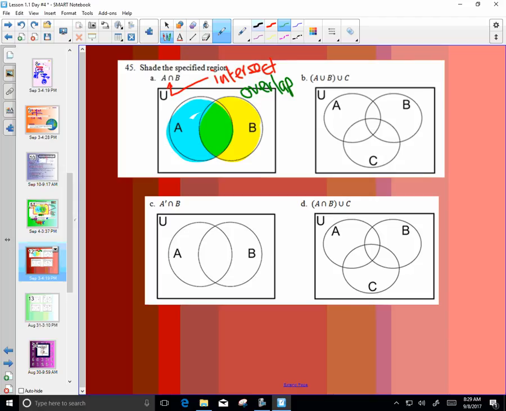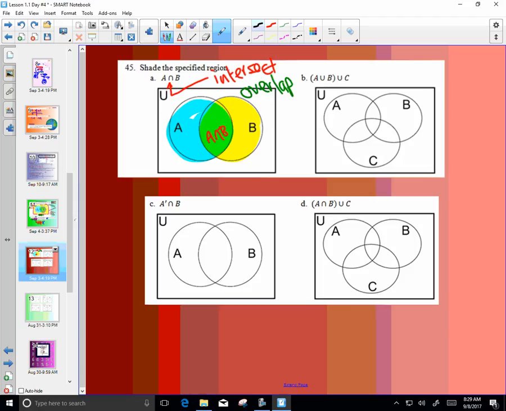Which color is overlapped? Green, yep. So that's the intersection of A intersect B. And I'm going to write it in, if you don't mind, A intersect B, because then you'll remember that.